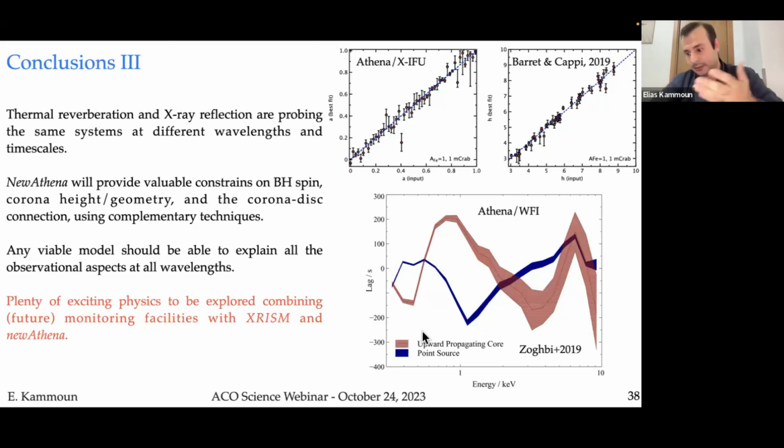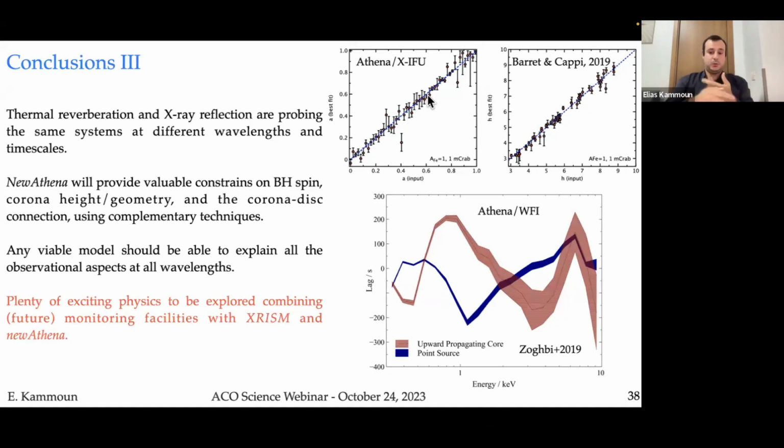And Athena, and what's now called New Athena, will provide very important constraints on the spin, on the geometry, on the corona disk connection. So the two techniques, the thermal reverberation technique and the X-ray reflection and X-ray spectra technique, are very complementary. We can use one result for the other, and even with a strong constraint that could be done with Athena for the spins, for example, as shown in Barret and Cappi 2019. For a given source, we can measure its spin, and then we know that the spin is fixed. It's not changing on these timescales, so we can fix the spin. And any viable model should explain the X-ray properties, the X-ray spectra, and the spins coming from the X-rays, in the UV and optical.